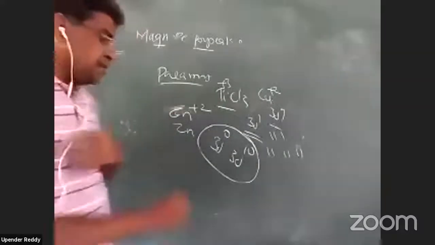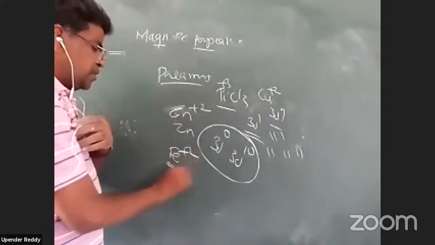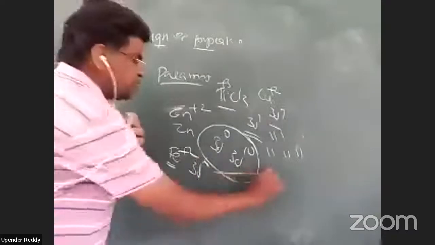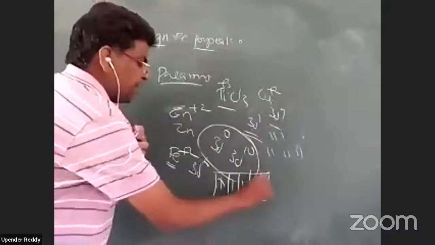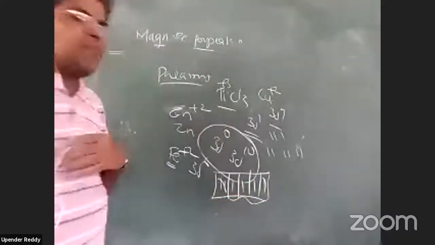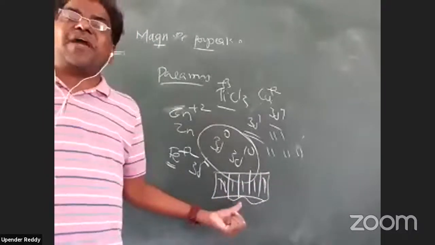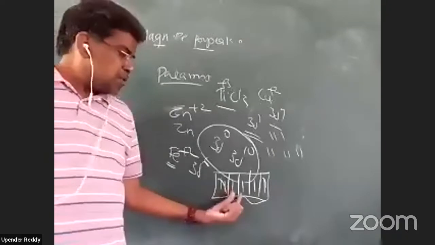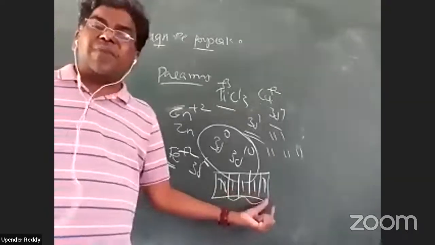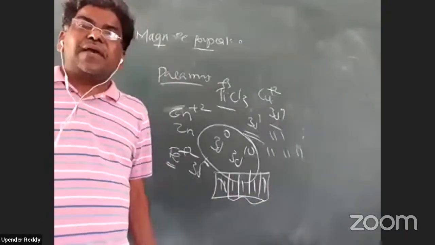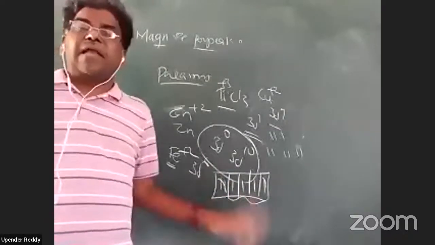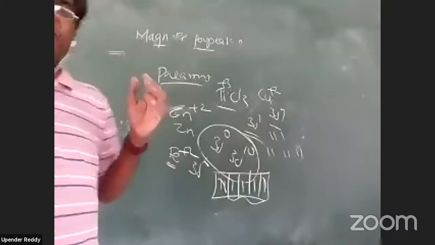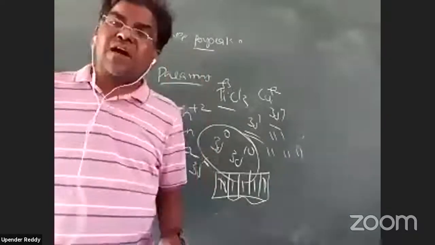Ferrous, iron, Fe plus 2, 3d6. 3d6 means 4 unpaired electrons. 1, 2, 3, 4, 5, 6. If all 4 are parallel, it is ferromagnetic. If 3 are parallel, 1 is anti-parallel, it is ferrimagnetic. Then antiferromagnetic. Like that, ferromagnetic compound, ferrimagnetic compound, antiferromagnetic compound, diamagnetic compound.